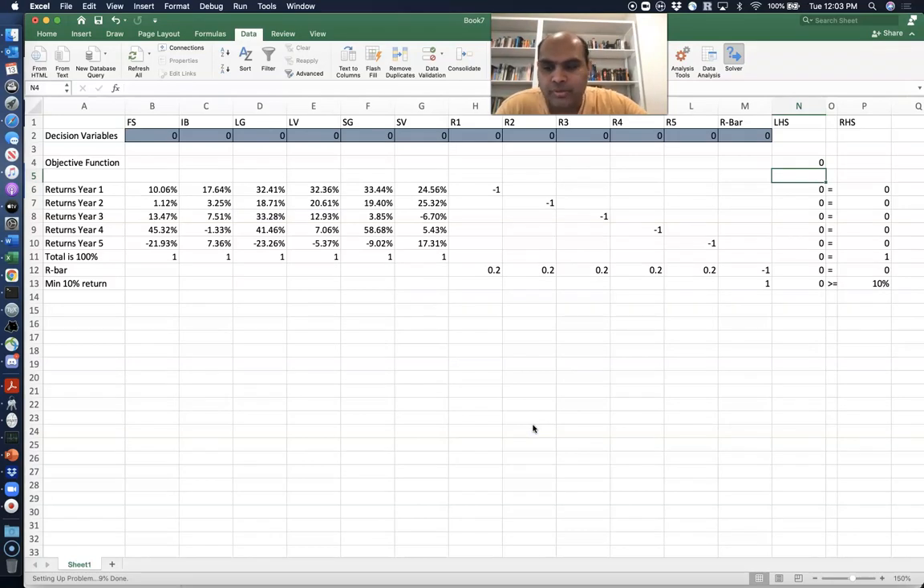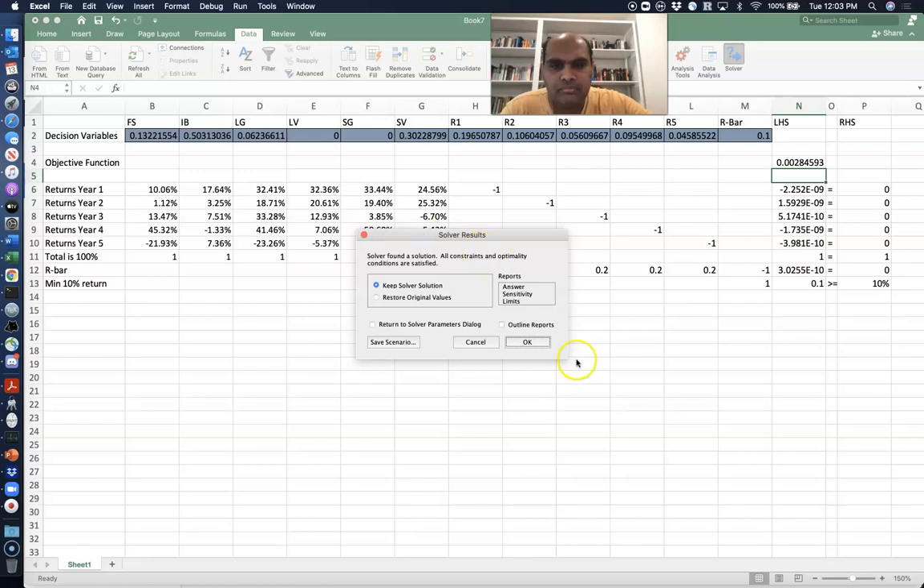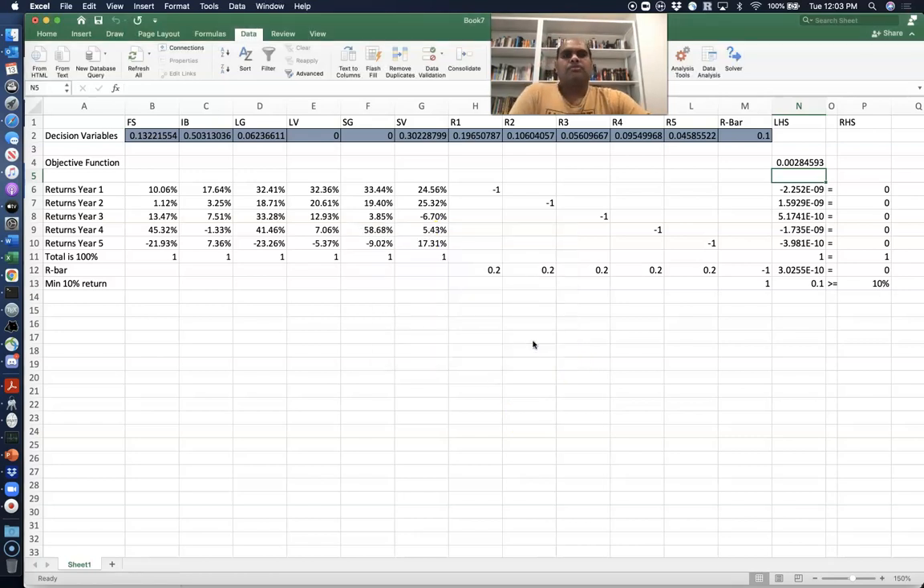And again, we might end up with no solution. I'll just show you the solution for the other one. But I have a feeling we'll end up with a solution this time. Okay, there you go. Solver found a solution. So R bar is exactly 10%. We got exact 10% return, and these are my return values.